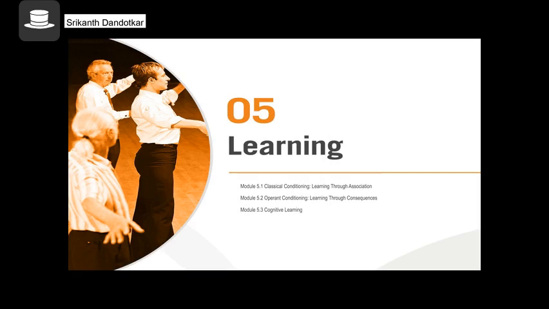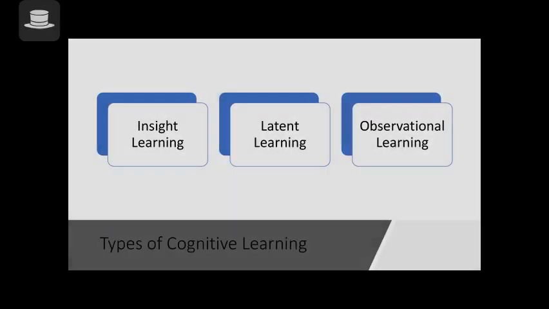Cognitive learning is learning via association. Operant conditioning is learning via consequences. And cognitive learning is learning via developing mental representations. In this Unit 5.3, we'll talk about three different kinds of cognitive learning. First, we'll talk about insight learning, then about latent learning, and lastly, observational learning.